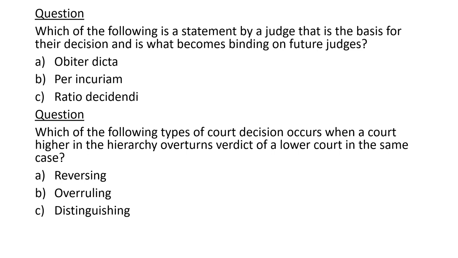Distinguishing occurs when a judge decides not to follow precedent in the case before them because the material facts of the two cases are sufficiently different. So if there are two cases whose material facts are different, and because of that judges give a different verdict, that process is known as distinguishing. If there are two different cases and a higher court gives a different verdict from the lower court's, that is known as overruling. So an overruling decision occurs when a superior court overturns the decision of a lower court in a different case, not in the same case.